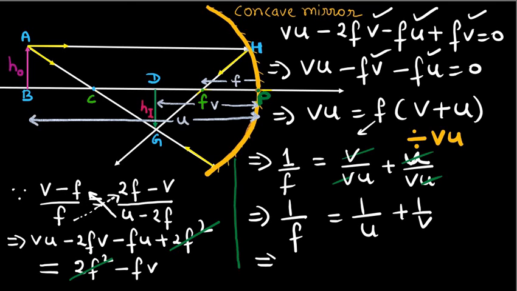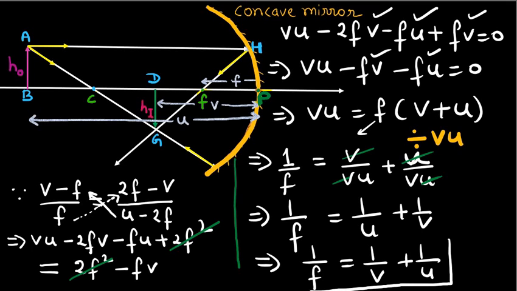So ultimately, what is the mirror formula? The mirror formula is 1 by F is equal to 1 by V plus 1 by U. This is the order of remembering the mirror formula, which finds plenty of applications. 1 by F is equal to 1 by V plus 1 by U.